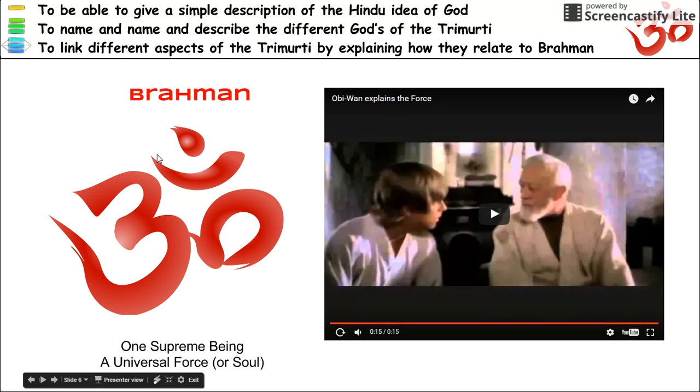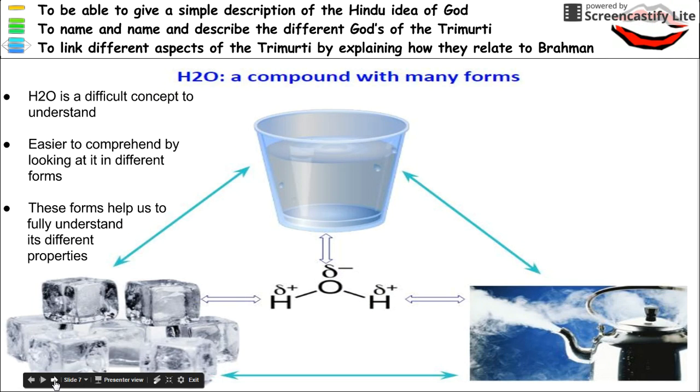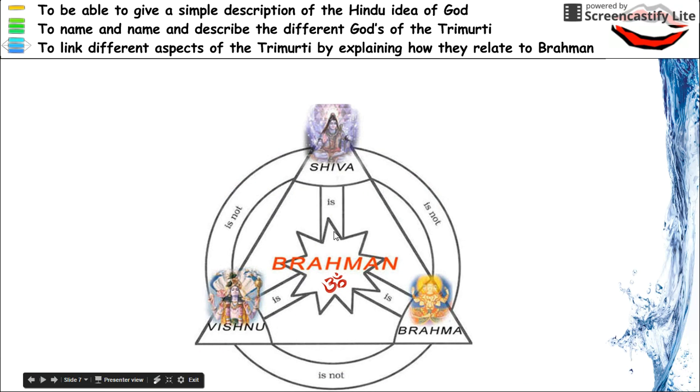So we've got a complicated symbol that represents God, Brahman, and their God is not a dude like Obi-Wan with a white beard sitting on a cloud. It's a force. It's an energy field. Now, that's quite difficult to understand, just like H2O is difficult to understand. So in exactly the same way that scientists find it easier to understand H2O by looking at it in its different forms, Hindus do the same with Brahman, with their symbol. Symbol, different forms. God, different forms that make it easier to understand their God.